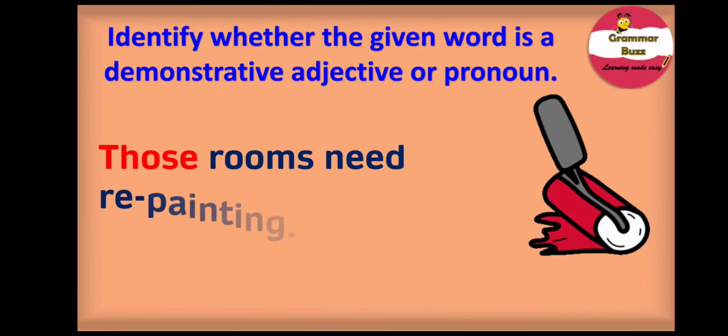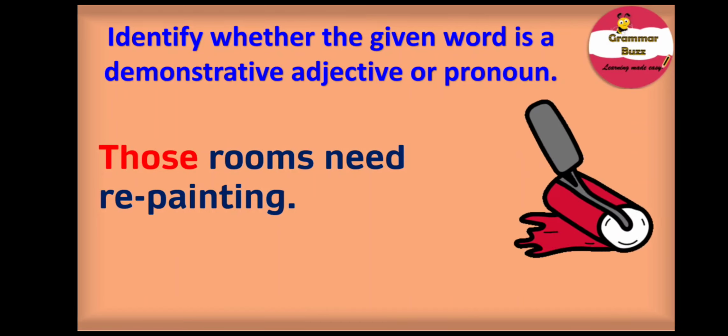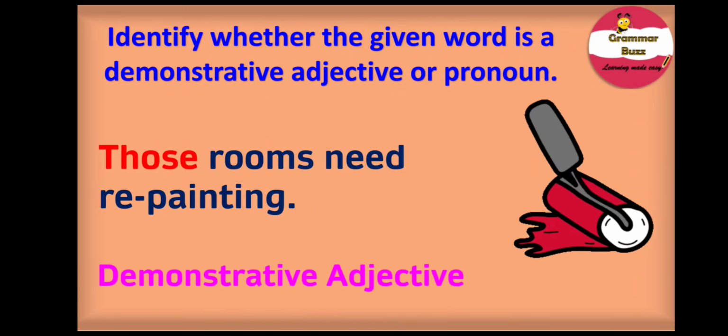Let's move on with the next sentence. And what do we have here? It says, "Those rooms need repainting." Well, what is those here? Can you identify? I think you already have, and you are so very correct. It is a demonstrative adjective because those here modifies the noun rooms. Good job.